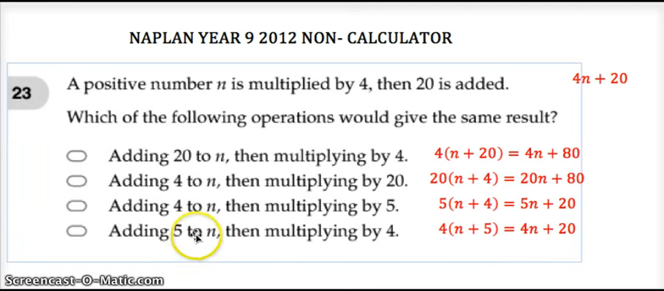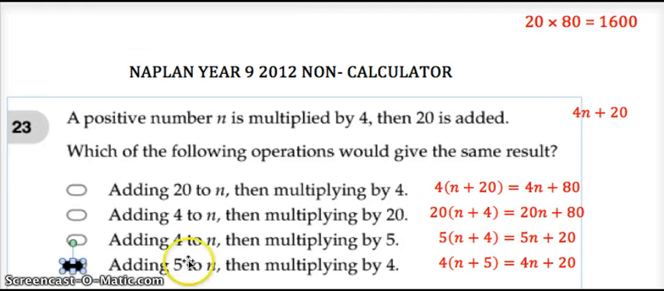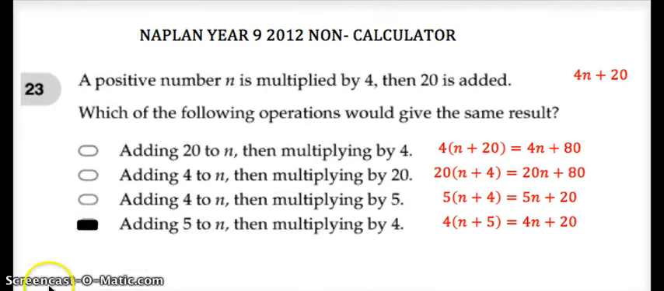We've got adding 5 to n and then multiplying by 4. So we've got n plus 5, that's adding 5 to n. We put brackets around it so we get a total. And then we want to multiply by 4. So we've got 4 bracket n plus 5. Now expanding that, we get 4 times n is 4n plus 4 times 5 is 20. And that is the same as the answer up the top. So therefore that is the correct answer. So I've just circled that in there.